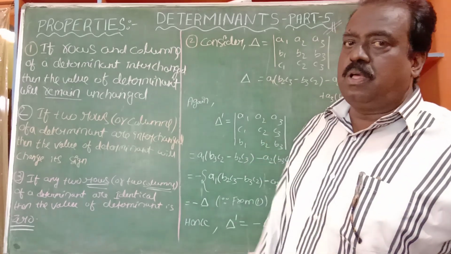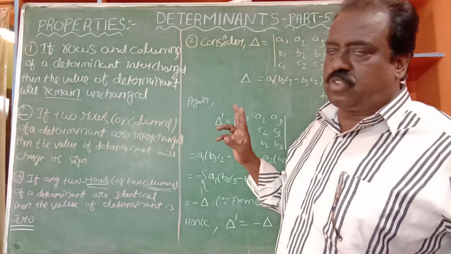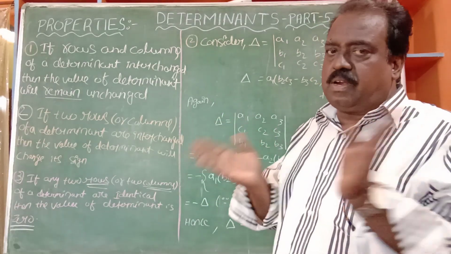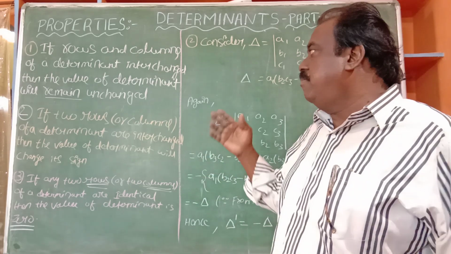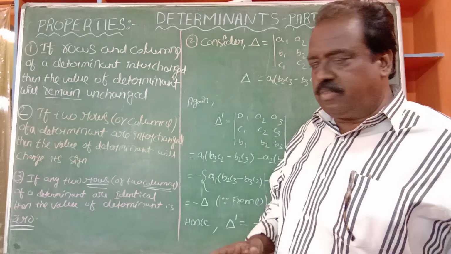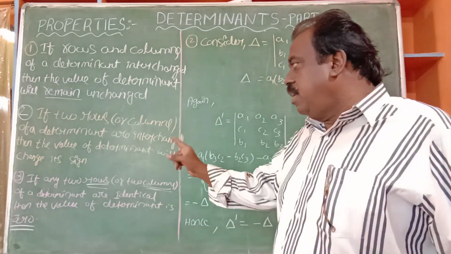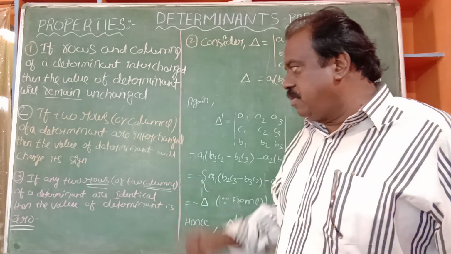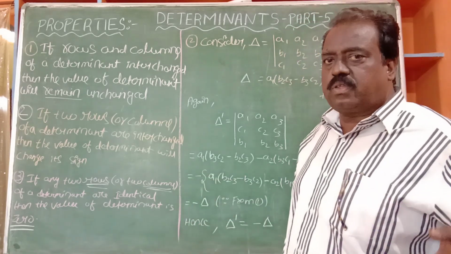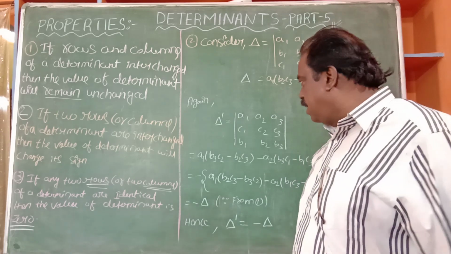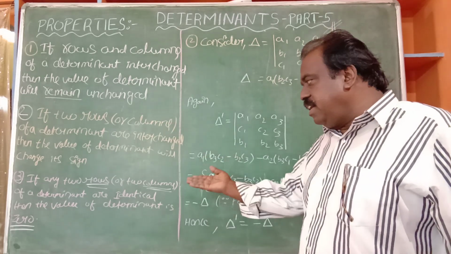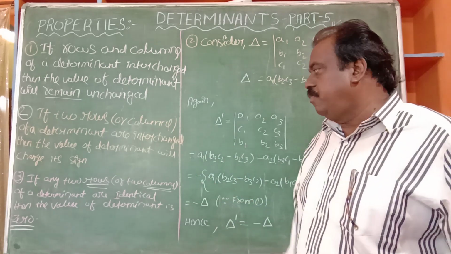Okay, students, we solve the two properties. First one is, in the determinant, total rows and columns are interchanged, the value will not be changed. It is unaltered. It will be unchanged. And the third one, you know it. Third one is, any two rows or any two columns are identical. Identical means, then its determinant value is 0.